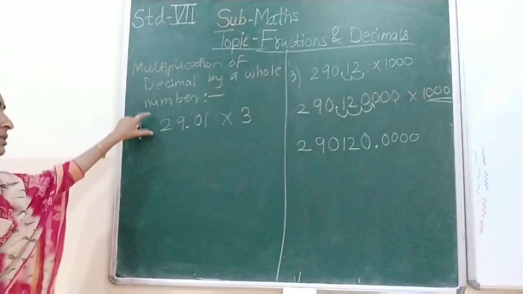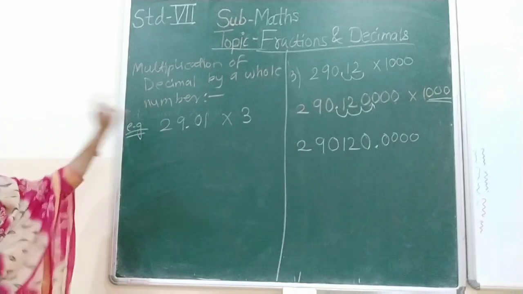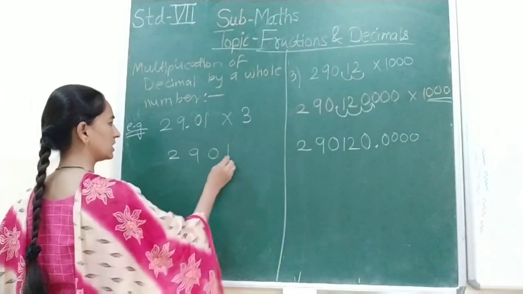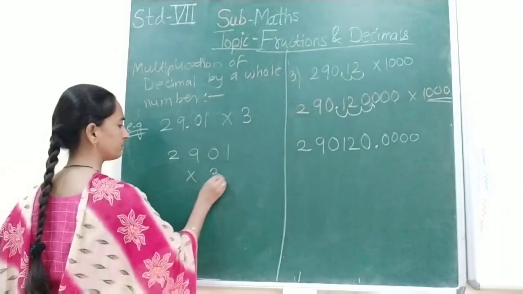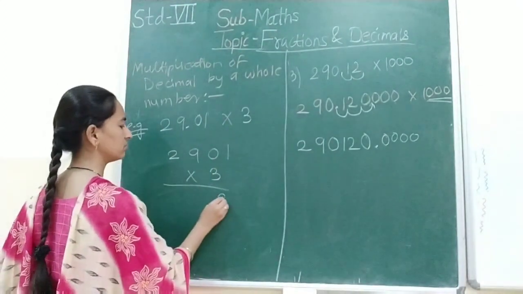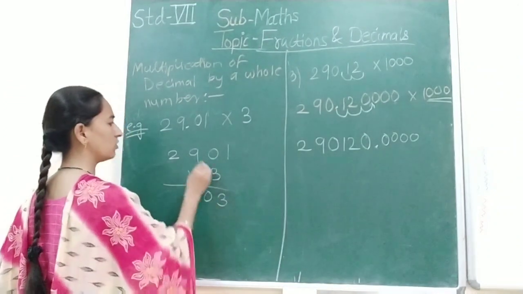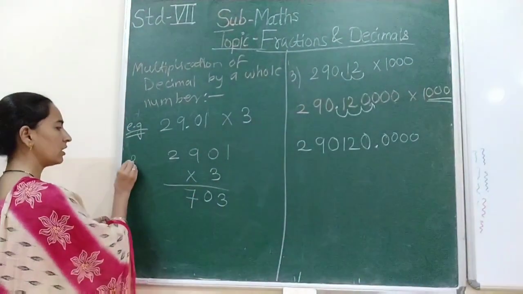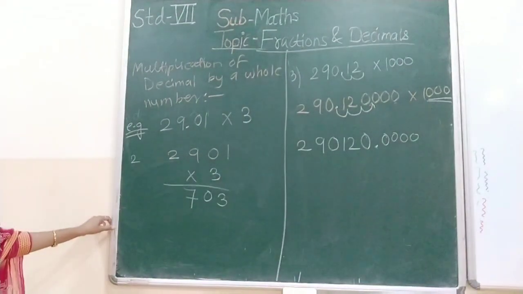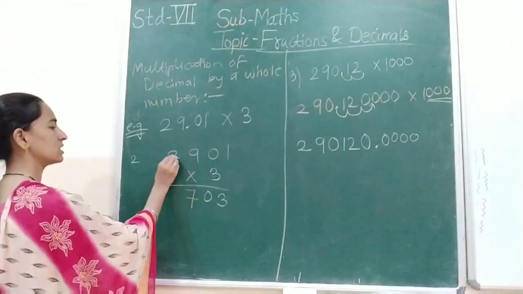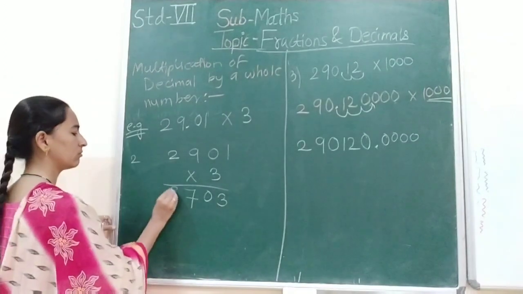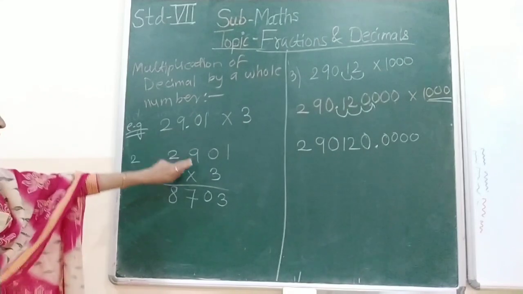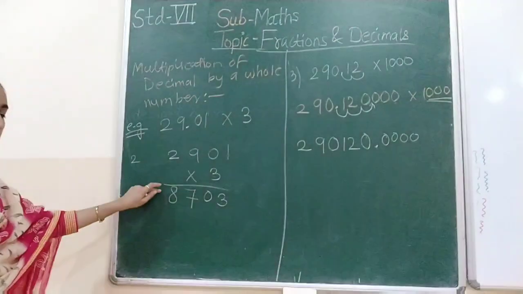The first step is take the number without decimal, okay? Take the number without decimal. Multiply that. 3 ones are 3, 3 0s are 0, 3 nines are 27. So 7 will be here, 2 will be carry over. 3 twos are 6, 6 plus 2, 8. Now first step is over. Take the number without decimal, multiply that.